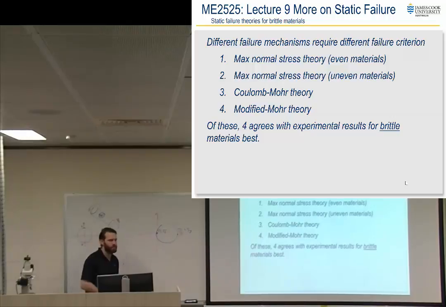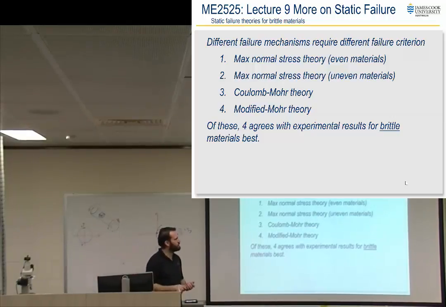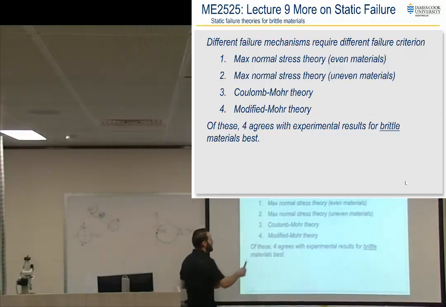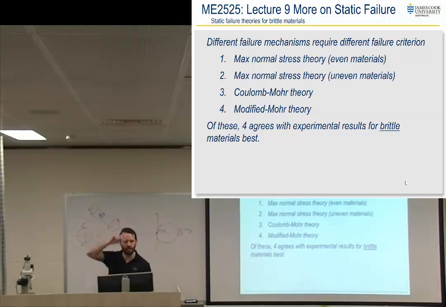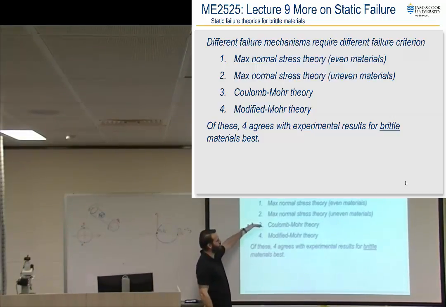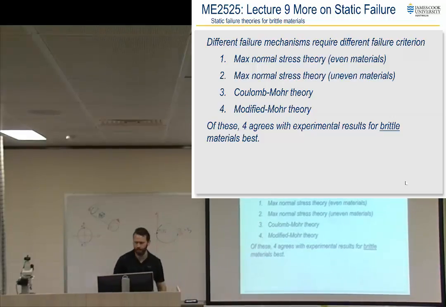There's a few of them. Max normal for even materials, we've done, right? Max normal for even materials just means that square's same distance up as it is down. We've got maximum normal stress for uneven materials. This is a really basic account of different strength in tension and compression. And then they were finding that this is actually pretty inaccurate in a couple of zones on that sigma 1, sigma 3 failure surface. And so they started to try and improve it. The first attempt was the Coulomb-Mohr theory, and the second one was a modified Mohr theory.